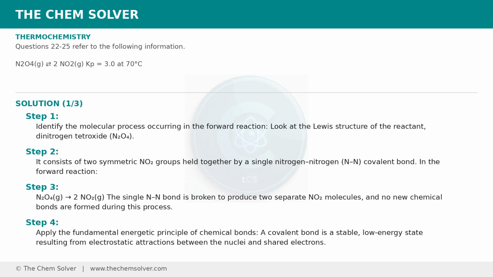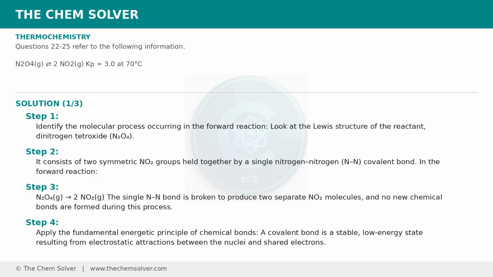Identify the molecular process occurring in the forward reaction. Look at the Lewis structure of the reactant, dinitrogen tetroxide, N2O4. It consists of two symmetric NO2 groups held together by a single N–N covalent bond.